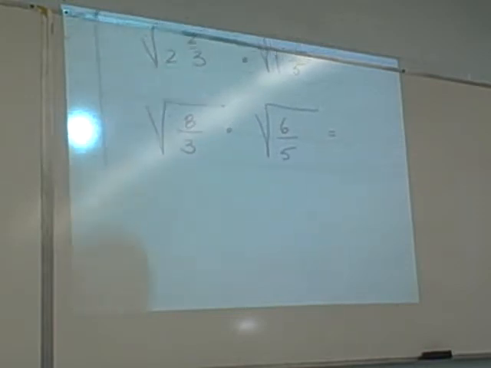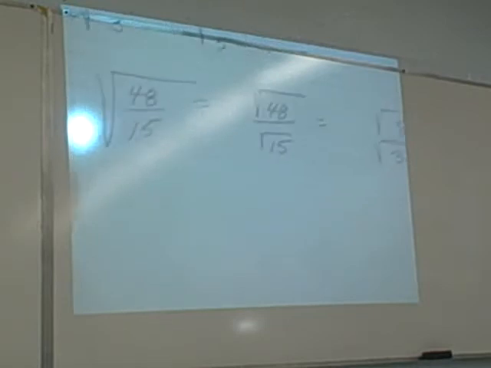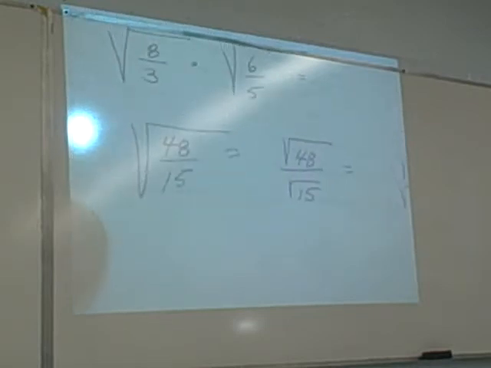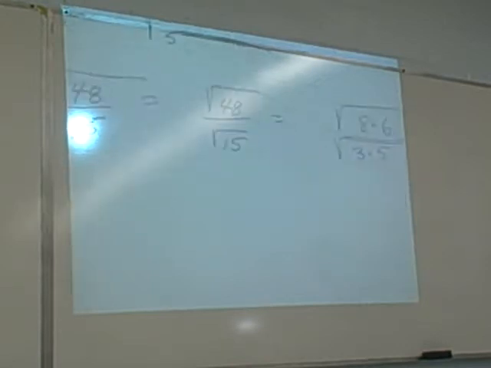Okay. Next line. I multiply. So 6 times 8 is 48, and 3 times 5 is 15. 48 over 15, and then I rewrote it as 2 separate problems. So far, so good? Yeah. No, nobody's lost? Everybody's good?